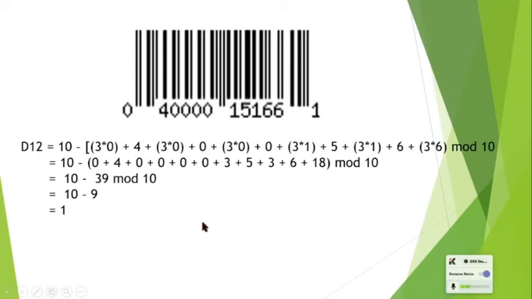Okay? Now, let's have this example again. So same pa rin formula. So yun, 39 mod 10. So that is 39 mod 10.